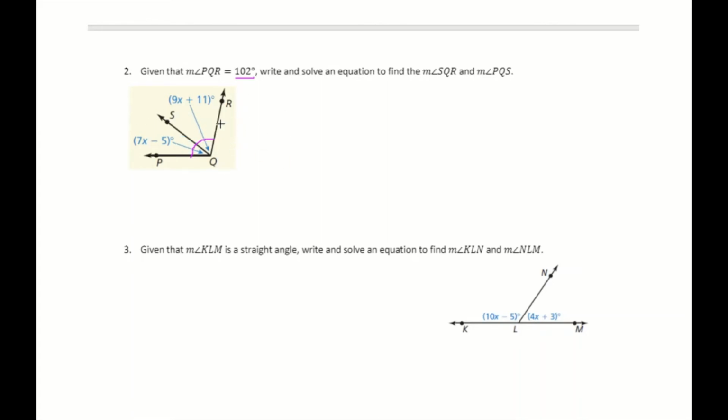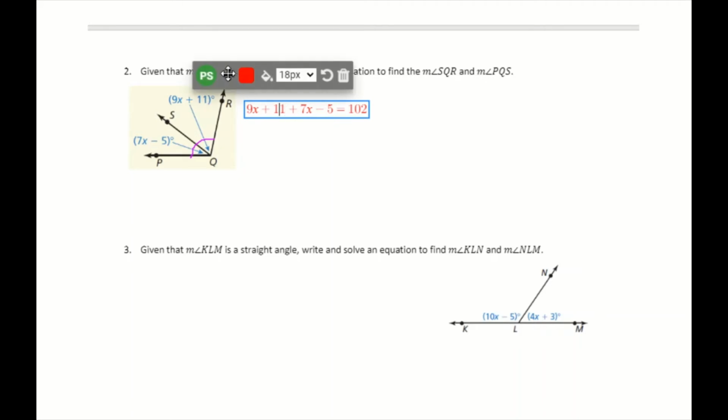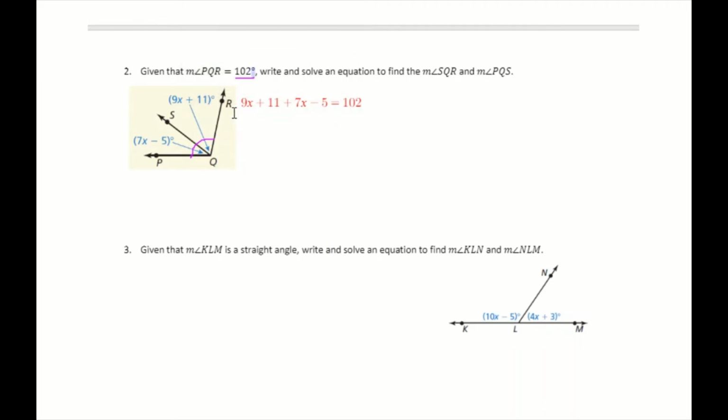So what we know is the measure of this angle plus the measure of this angle right here is equal to 102. So the setup here is we're going to say 9x plus 11 plus 7x minus 5 equals 102. The overall strategy is going to be to first solve for x, and then we'll plug in x here and here to find the two angle measures.